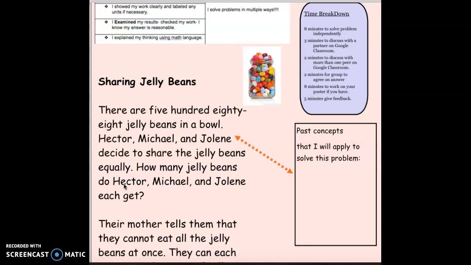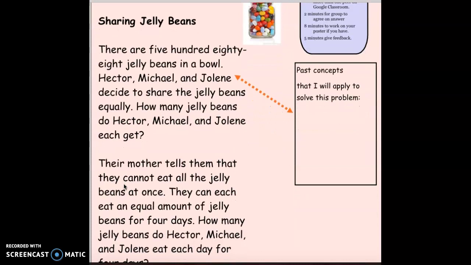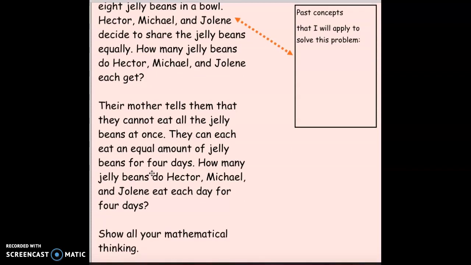So let's get into the problem. Sharing jelly beans. There are 588 jelly beans in a bowl. Hector, Michael, and Jolene decide to share the jelly beans equally. How many jelly beans do Hector, Michael, and Jolene each get? Their mother tells them that they cannot eat all the jelly beans at once. They can each eat an equal amount of jelly beans for 4 days. How many jelly beans do Hector, Michael, and Jolene eat each day for 4 days?